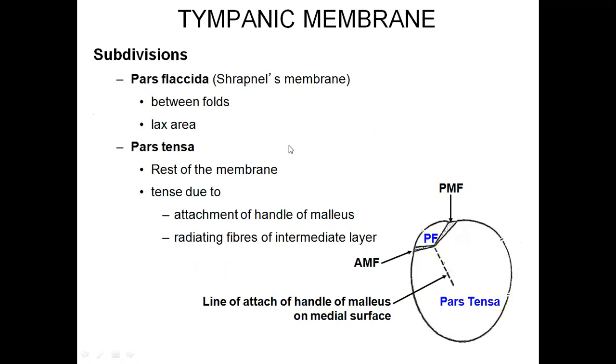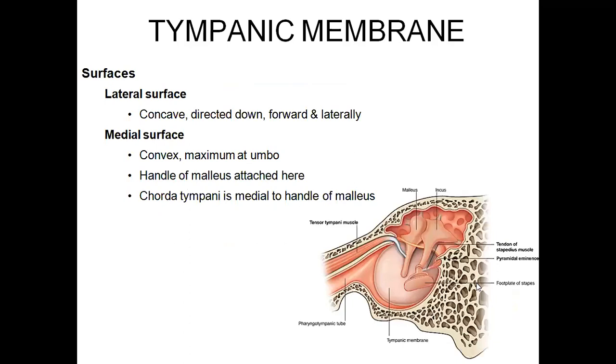Okay, so pars flaccida is the above one. So between the anterior and posterior malleolar folds, it is lax, in the sense loosely attached. Pars tensa, which is the rest of the membrane, is tense because it is attached to the handle of malleus. Radiating fibers of the intermediate layer you will see here.